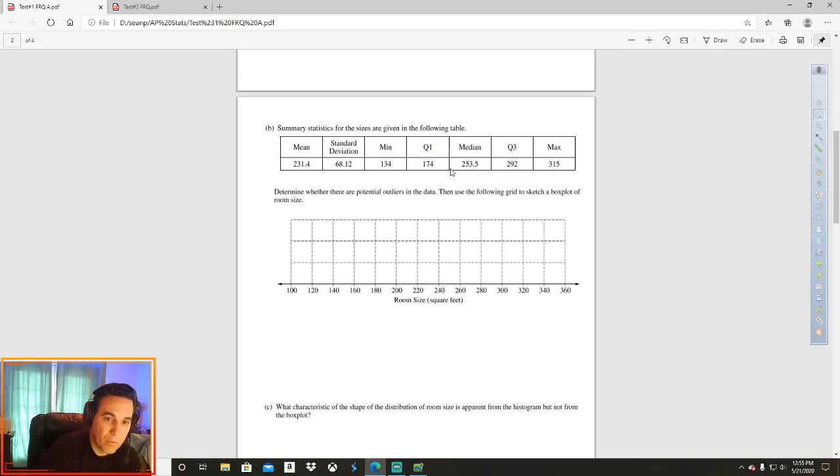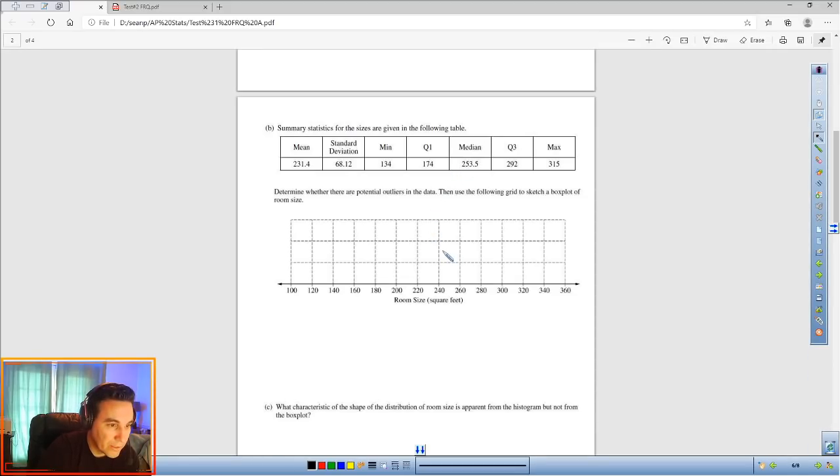So remember, it's been a while since you guys have done this. Remember that the median is the middle line, so 253.5. There's 250, maybe like right here, 253.5. Q3 is 292, so maybe like right here for Q3. Q1 is 174, so there's 170, 174, maybe Q1 like right there. So there's my box. Sorry, I can't draw very straight. My box is right there. And then max was 315.